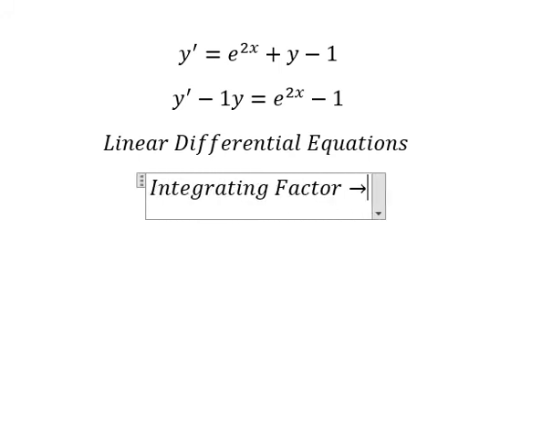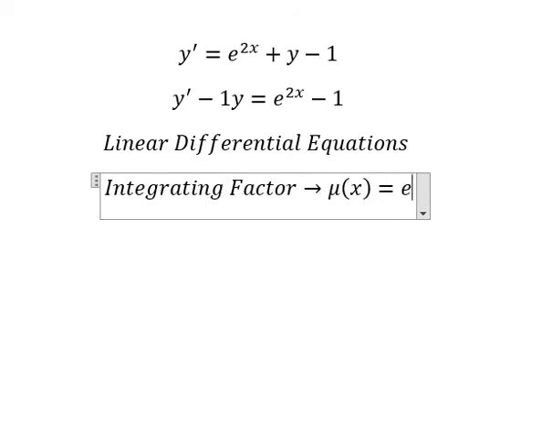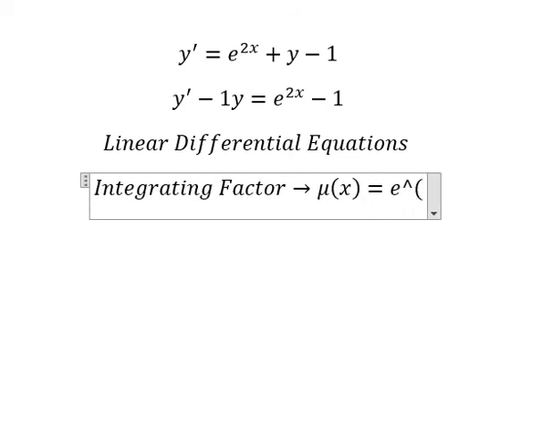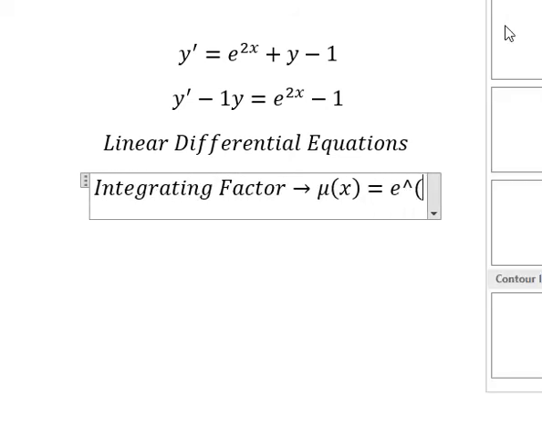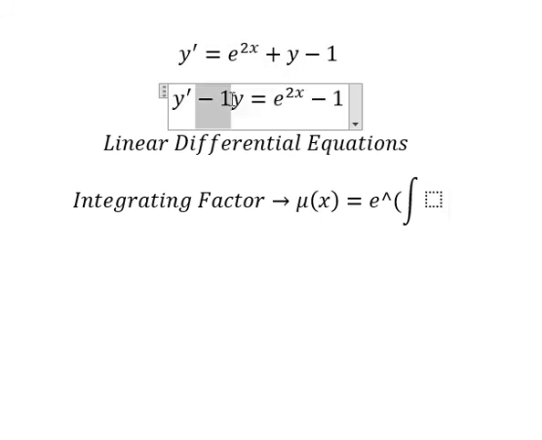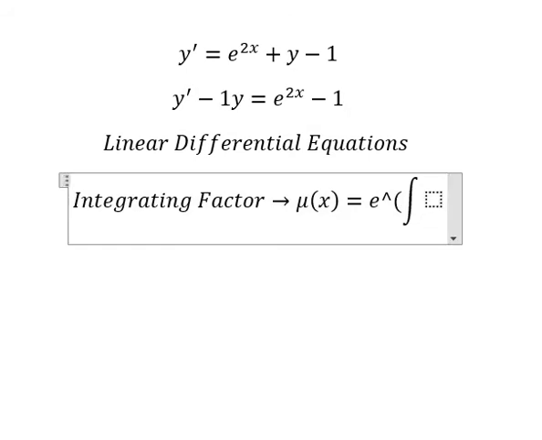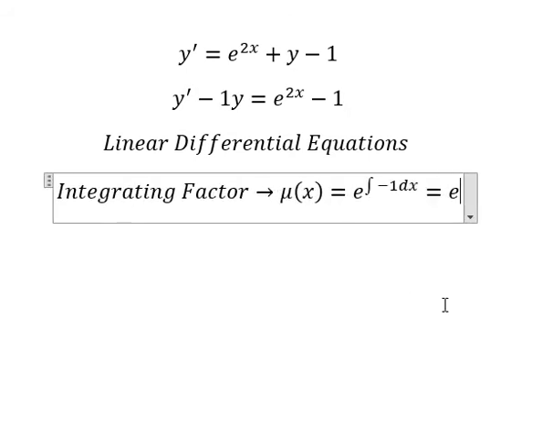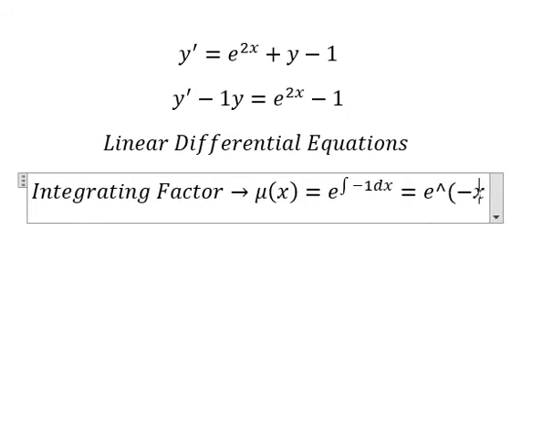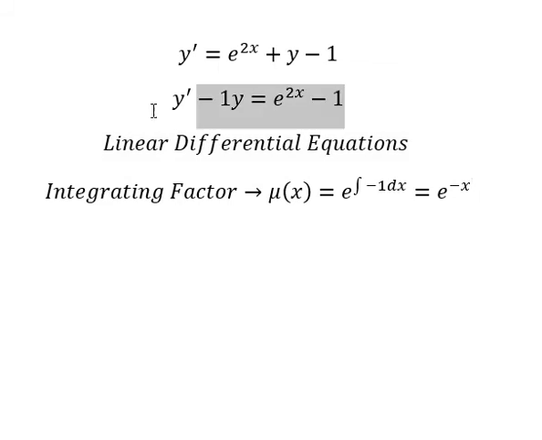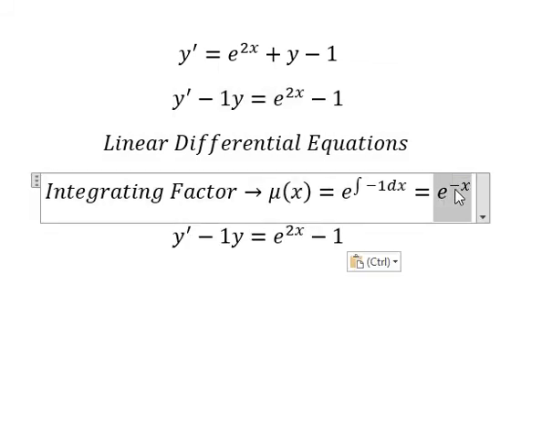So we need to find mu of s equals e to the power of the integration. So we see that negative number 1 next to y. This is for the integrating factor. And we have e to the power of negative s. That means we multiply both sides by this one.